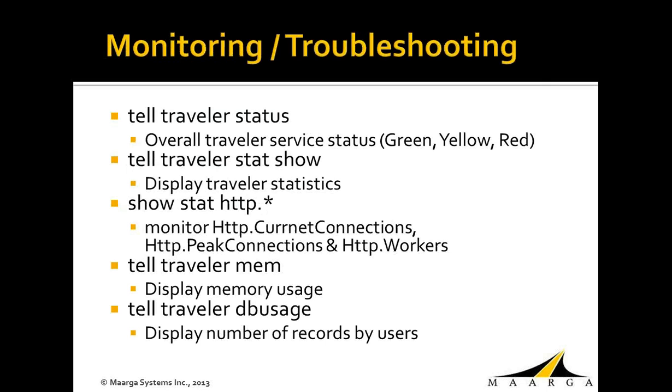The first one, tell traveler status, is a Domino console command which will give you the overall Traveler service status, and a high level idea about how your Traveler server is functioning. It will give you the status in green, yellow or red. Green means your Traveler server is functioning normally and everything is working as expected. Yellow means something could be wrong, not necessarily a total problem, but something could be wrong.